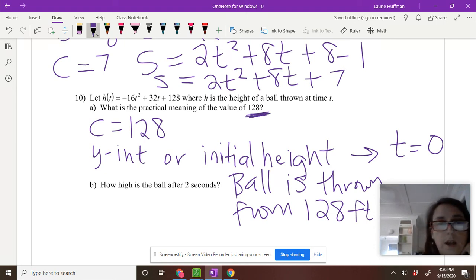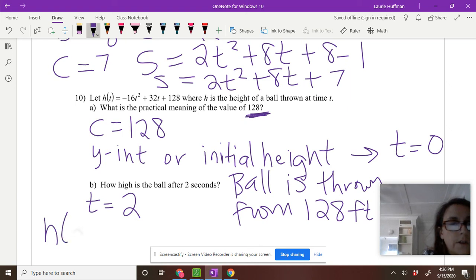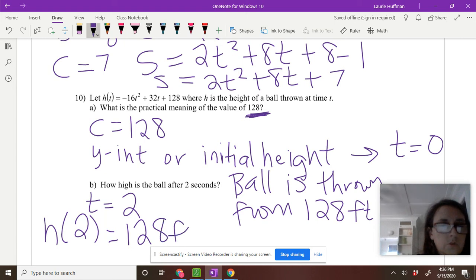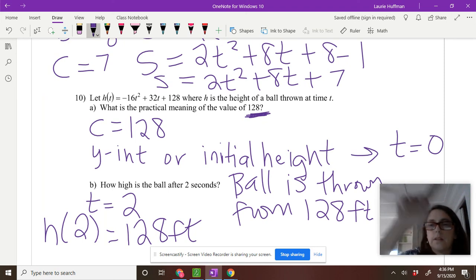All right, the next part, how high is the ball after 2 seconds? So that's a time value, so t equals 2. So this is just function evaluation. H of 2, and then we'll go ahead and sub that in, and we'll say, let's see, negative 16 times 2 squared plus 32 times 2 plus 128. And, oh, look, that's 128. So it's 128 feet. Now you might think, how's that possible if it started at 128? Well, what happens to a ball? You throw it, it goes up, and then it's going to come back down.